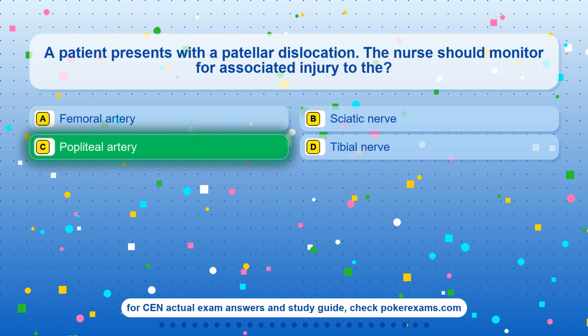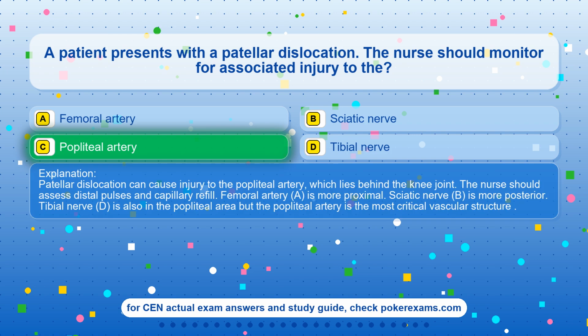The correct answer is Option C, popliteal artery. Patellar dislocation can cause injury to the popliteal artery, which lies behind the knee joint. The nurse should assess distal pulses and capillary refill. Femoral artery, A, is more proximal. Sciatic nerve, B, is more posterior. Tibial nerve, D, is also in the popliteal area, but the popliteal artery is the most critical vascular structure.